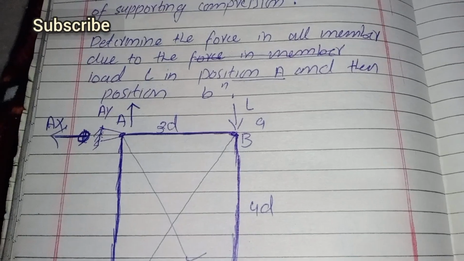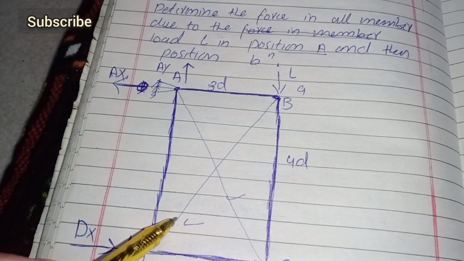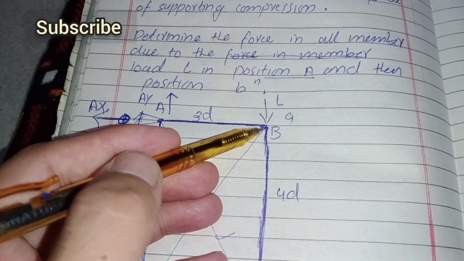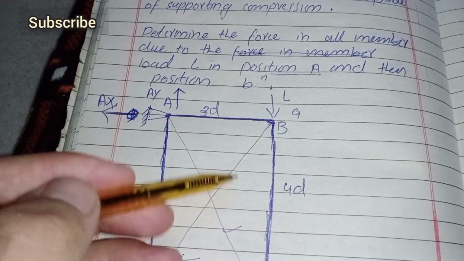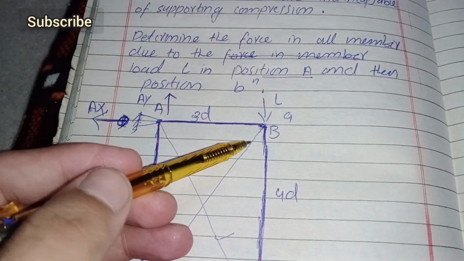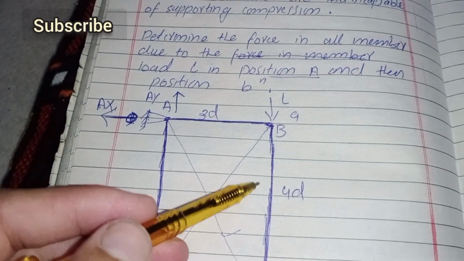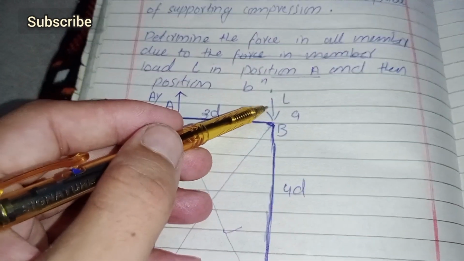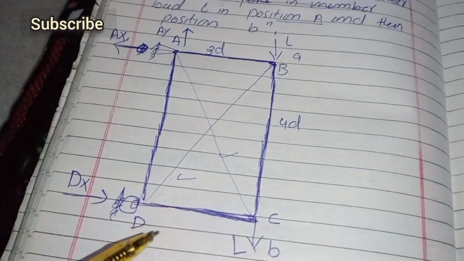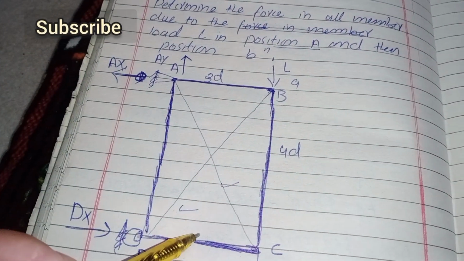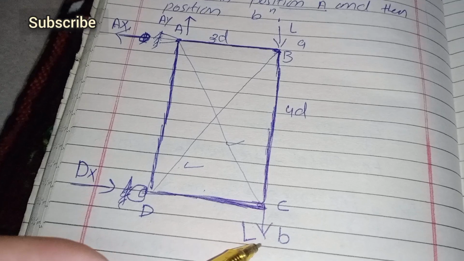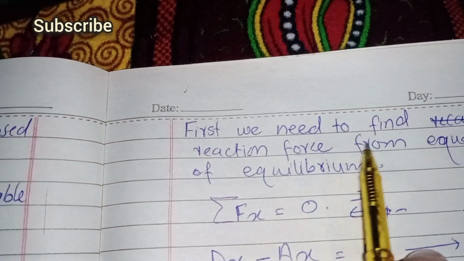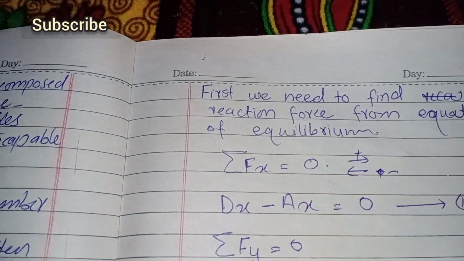So our goal is to determine the forces in these members. In the first case, we analyze and determine all the forces in all members if the load is at joint B, and we also analyze all the member forces if the load is acting at joint C. First of all, we need to find the reaction forces from the equations of equilibrium.